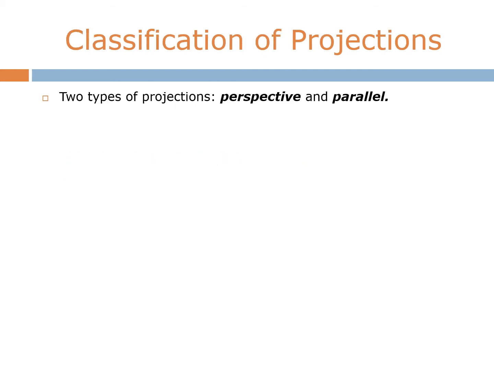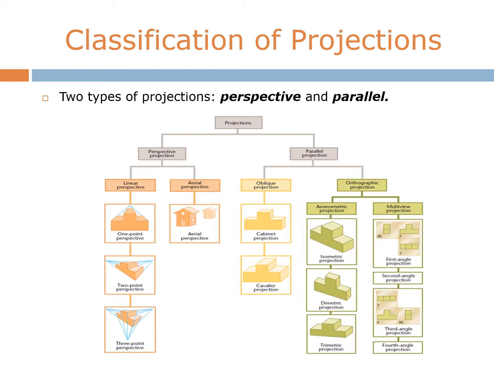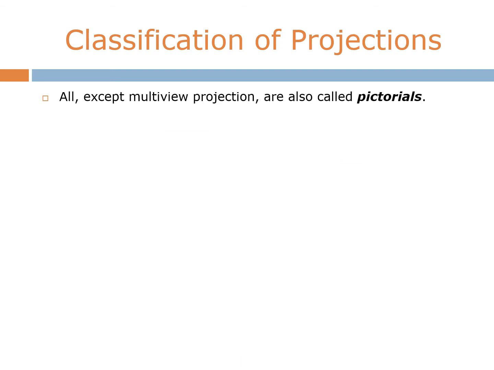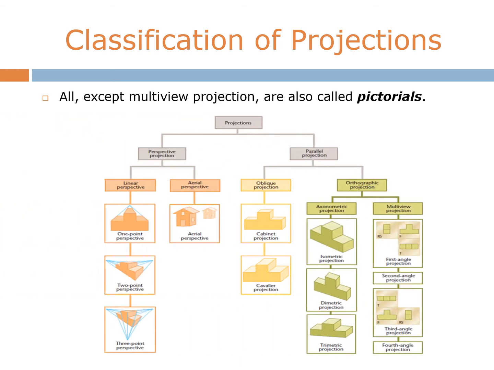So we just introduced two types of projections, perspective and parallel. Actually, there's a big family of these two types of projections. As you can see in these pictures, you can have a linear perspective, an aerial perspective, and there are a lot more for the parallel as well. But one thing we want to show you is that we are only going to focus on one kind of projection, which is the multiview projection. The rest of them are what we call pictorial. You can see the difference just by looking at them.